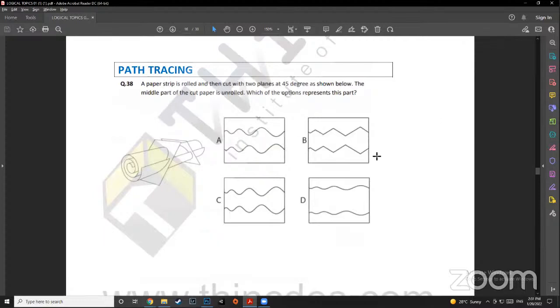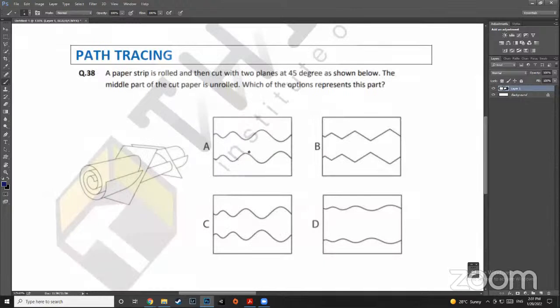See, this question is asking us, you have a rolled paper, right? And you cut it like this, and then you cut it like this. If you do that, which of these options will it get? First of all, because it is being cut gradually, can you see? It is being cut gradually.